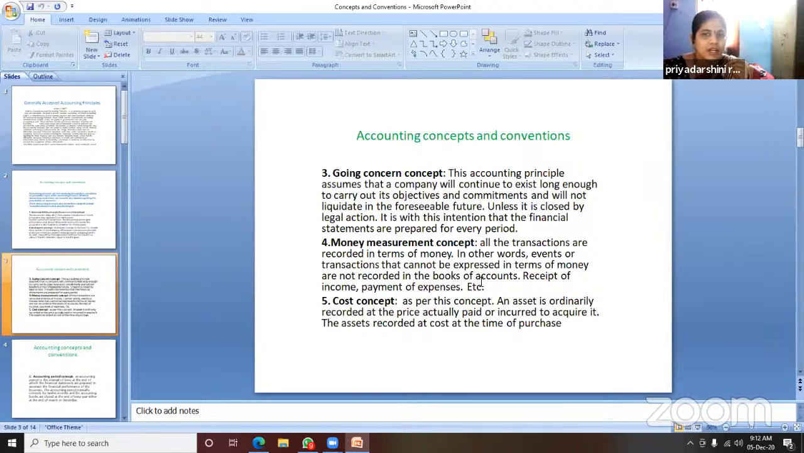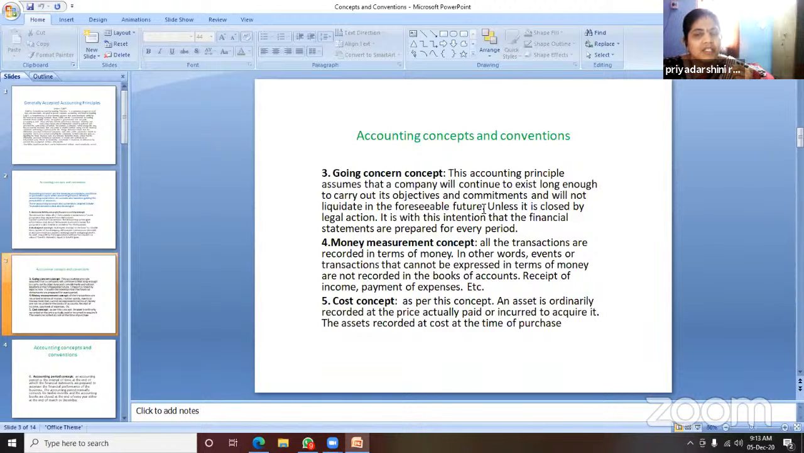Next is going concern concept. Concern means business. Going itself states that it is continuity. So there is a continuity in running the business. The proprietor or the owner starts the business with a view that his business will have a continuous lifetime. This accounting principle assumes that a company will continue to exist long enough to carry out its objectives and commitments and will not liquidate in the foreseeable future.